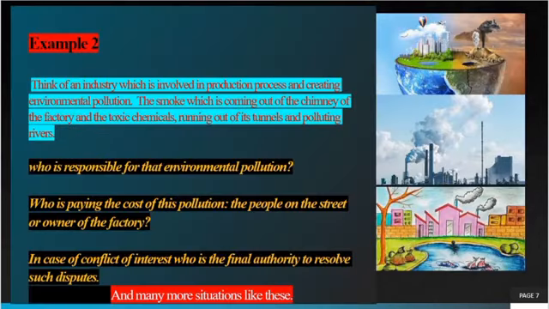Example 2. Think of an industry which is involved in a production process and creating environmental pollution. The smoke which is coming out of the chimney of the factory and the toxic chemicals running out of its tunnels and polluting rivers. Who is responsible for that environmental pollution? Who is paying the cost of this pollution, the people on the street or the owner of the factory? In case of conflict of interest, who is the final authority to resolve such disputes? And many more situations like these.